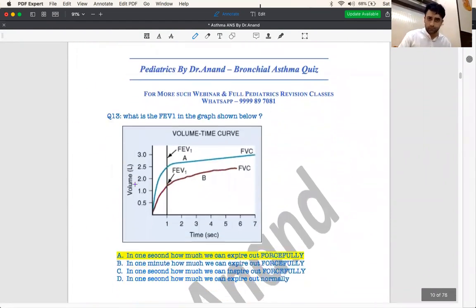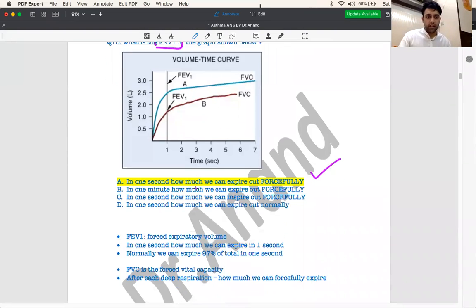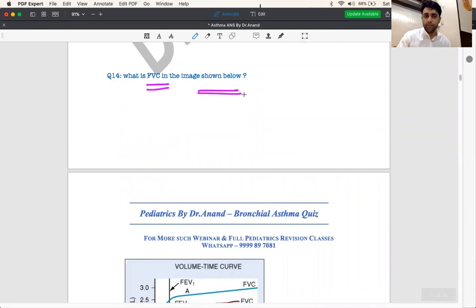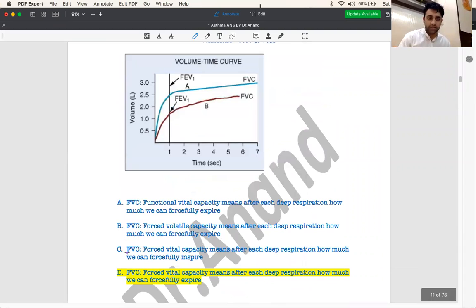Okay, done. So question number 13 is, what is FEV1 in this graph? We have already covered it: how much we expire forcefully in 1 second. That is forced expiratory volume in the first second. Then the next question was, what is FVC in the image shown below? FVC is the same, already covered. Forced vital capacity means after a deep inspiration, how much we can forcefully expire. That is forced vital capacity.